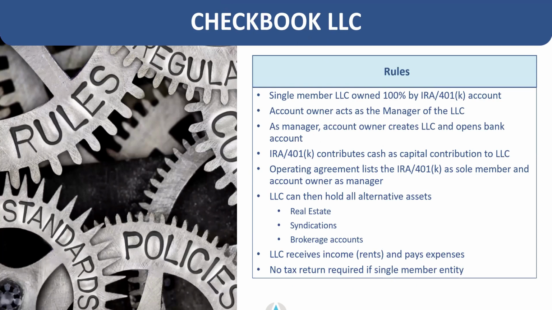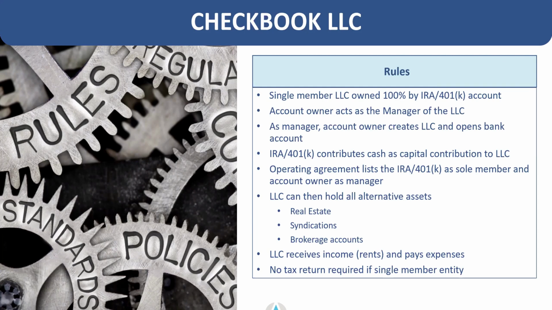One other avenue people have used over the years to invest in a number of different assets is called the checkbook LLC or checkbook IRA. This involves setting yourself up a brand new single member LLC that is owned 100% by either your IRA or 401k. And you as the account owner act as the manager of that entity. So you're setting up a brand new limited liability company. 100% of the cash going into that LLC is from your IRA or from your 401k. You act as the manager to create the LLC, and you have your IRA or 401k contribute the cash.